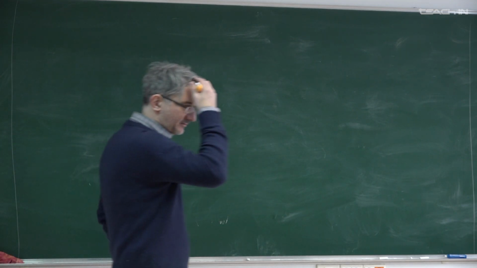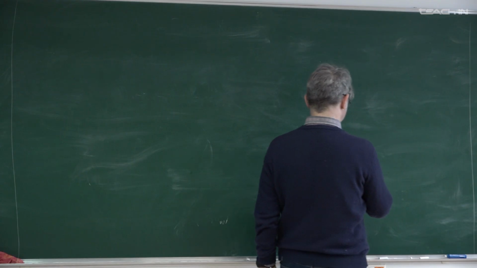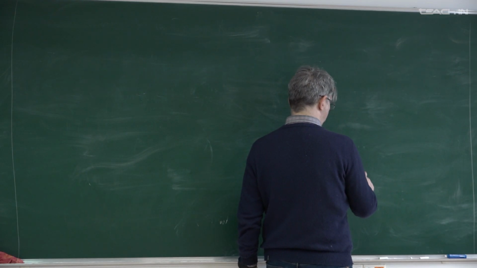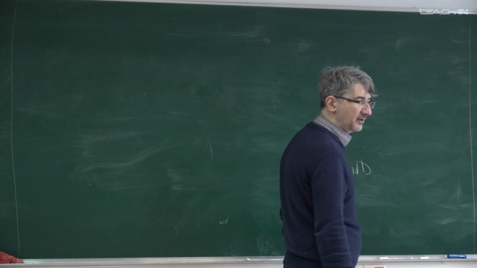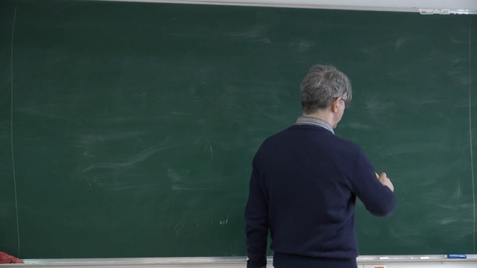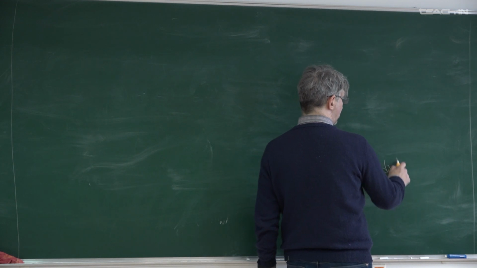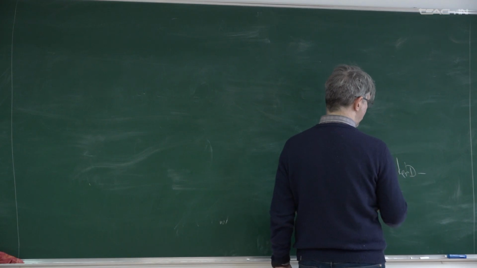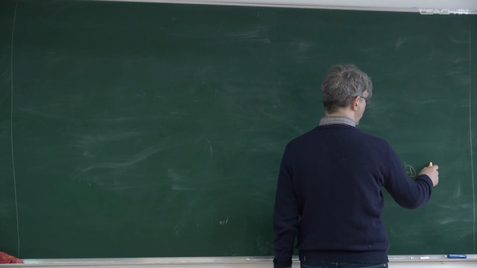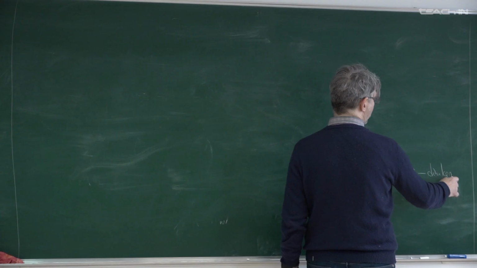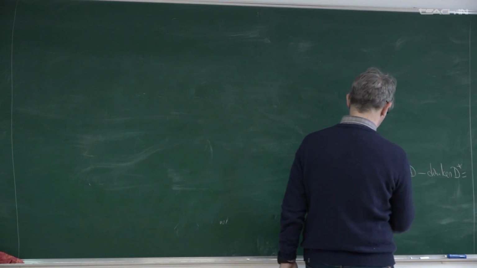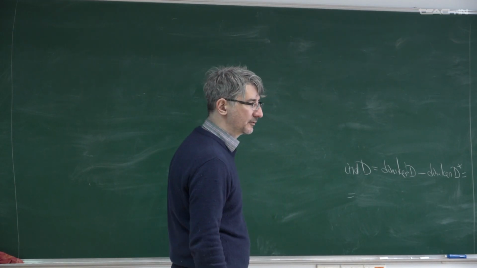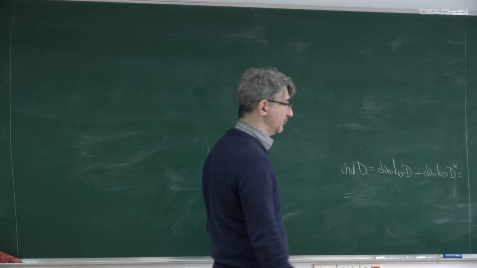Let me start with a small teaser. We discussed index. What is index? It's the dimension of the kernel, and instead of the dimension of the co-kernel, we use the dimension of the kernel of the formal adjoint. This is a number which represents some analytical properties of the operator D.